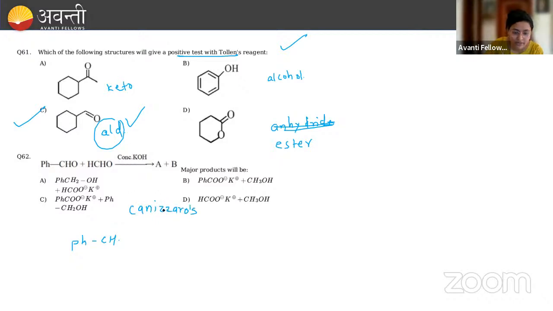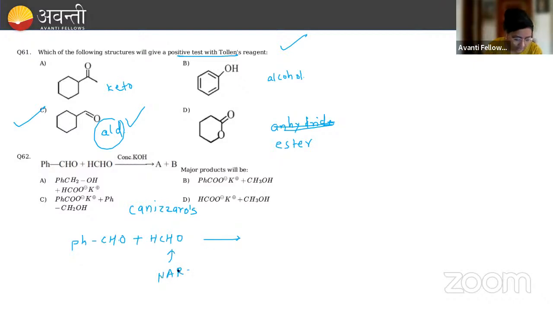Okay, the compound which does not have an alpha hydrogen. So PhCHO reacts with HCHO, formaldehyde reacts with benzaldehyde. Formaldehyde is more reactive towards nucleophilic addition reaction. So here, this molecule is more reactive for nucleophilic addition reaction.